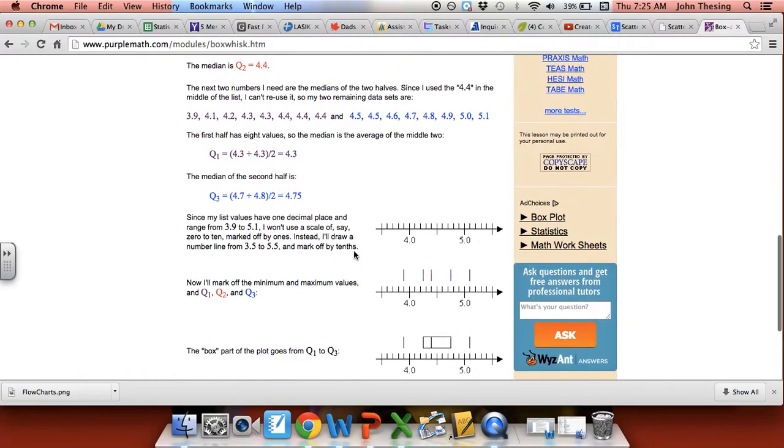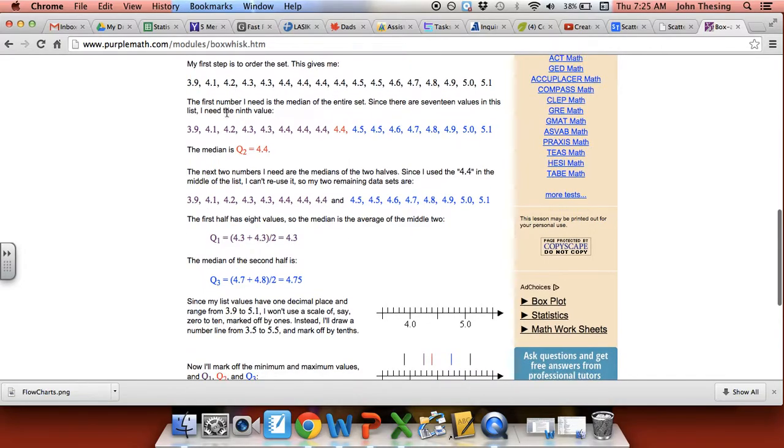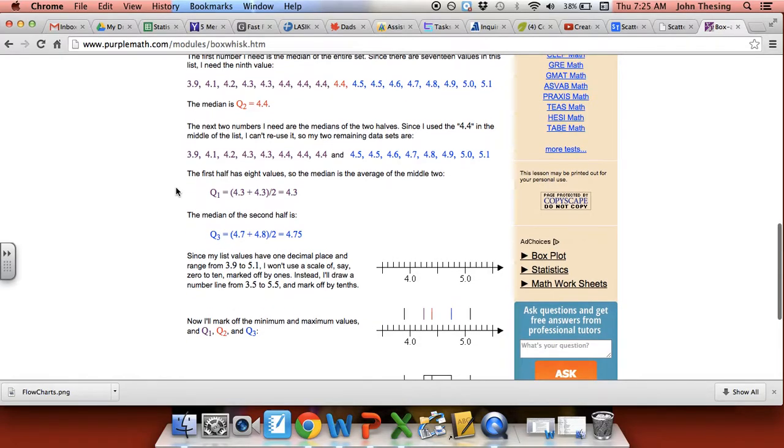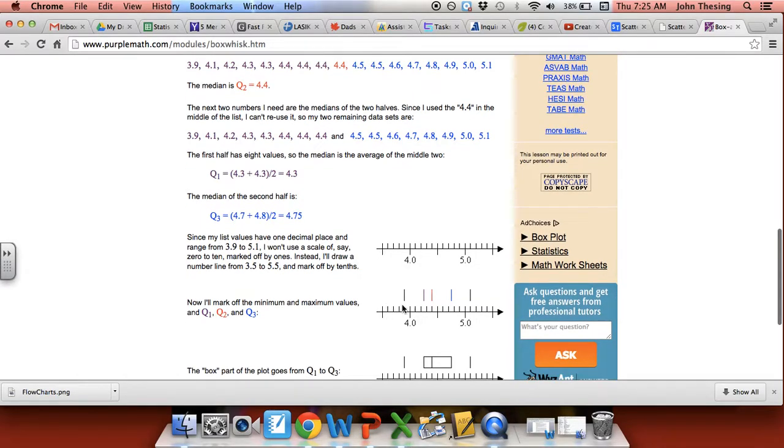So now that you have the median, the first quartile, and the third quartile, you want to go ahead and graph this. Now, a lot of people might see this and think, oh, so it starts at 3.9 and ends at 5.1, I'll just go from 1 to 10. And I'm glad that the person who wrote this webpage wrote this little bit here. Look, the data only goes from 3.9 to 5.1. There's not really a point in going from 1 to 10. This guy essentially goes from 3.5 to 5.5 and marks it off by tenths instead of by ones. So instead of 1, 2, 3, 4, 5, he marks it off 3.5, 3.6, 3.7, 3.8, 3.9, 4.0, and so on.